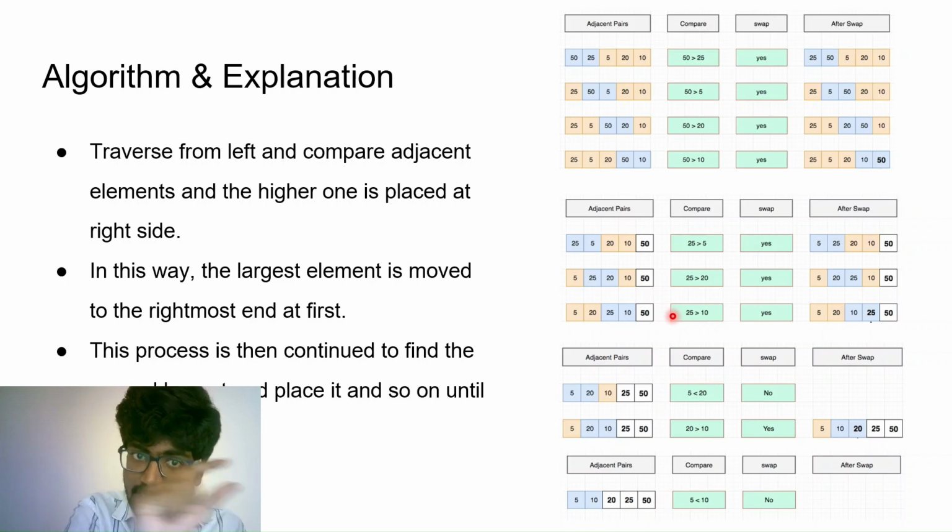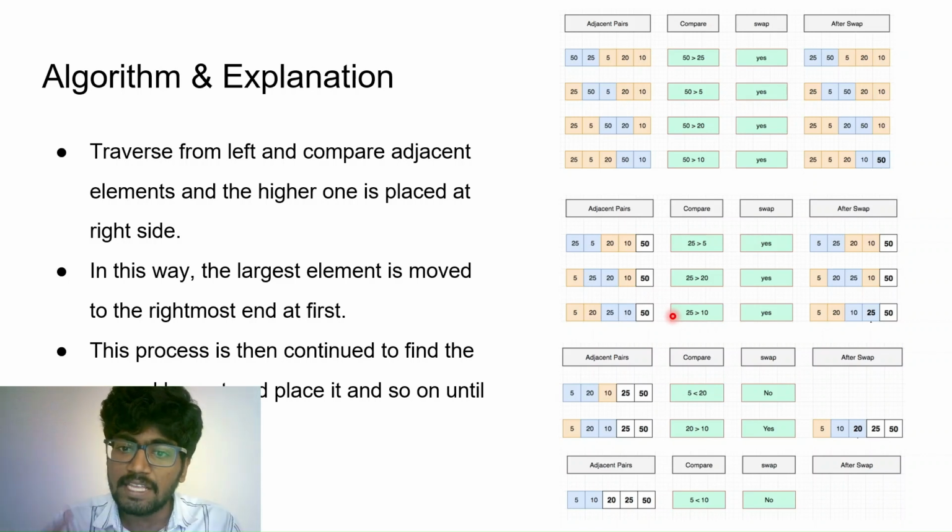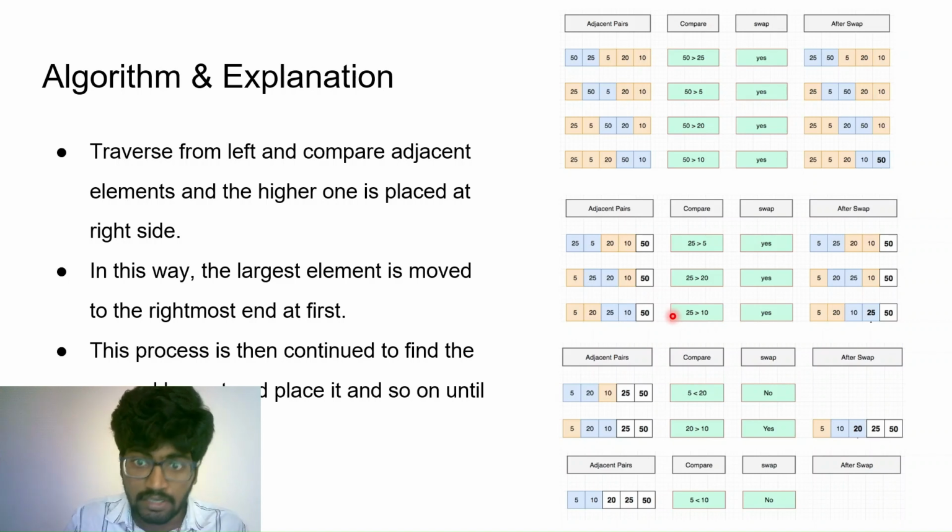In the first iteration, or the first pass, which is what we call each time you go through the array, you find your largest element and move it all the way to the right. That's why 50 moved all the way right. In the second pass, you can see you took another element.